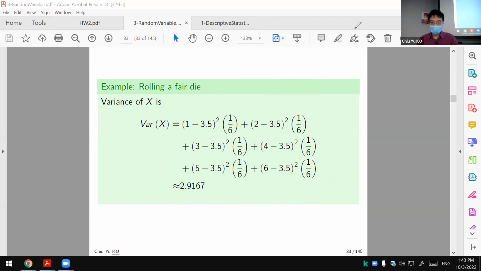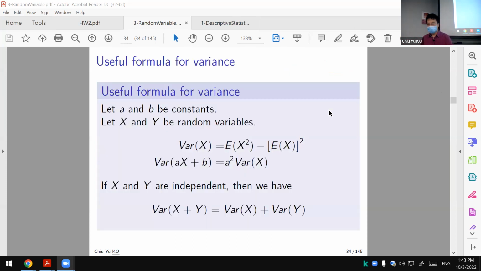If no, then I'll give you some formulas for the variance. The important formulas are the second and the third one. The first one is important for those in quantitative finance or who want to study further, because this is what we call a shortcut formula. Instead of calculating a complicated expression, you can calculate this one: the expectation of X squared.